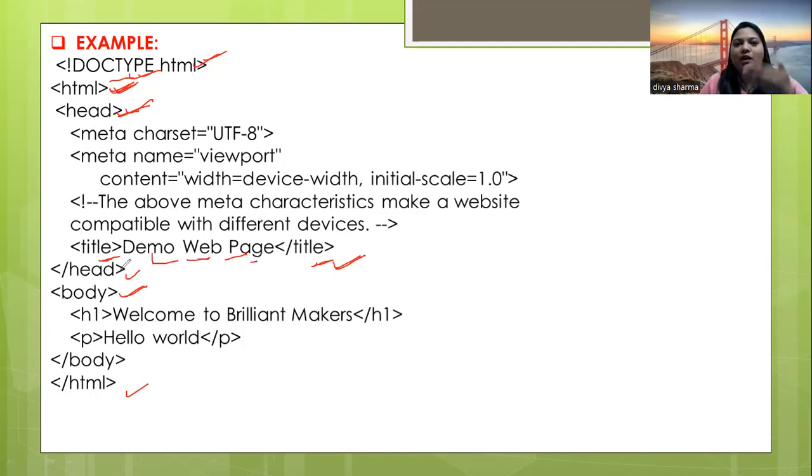After coming out of the head part, after giving the title for the web page, you have to describe all the contents within the body part in order to display them on the web page. So this is the body part, and within the body you write the content which you want to display on the web page. Here h1 is the opening tag and this one is the closing tag. Within these tags you are writing welcome to brilliant makers, and H is basically for heading and P is basically for paragraph writing. So within the paragraph you are writing hello world.